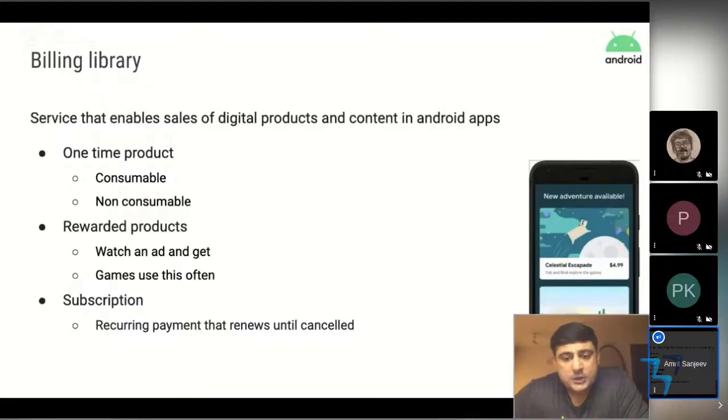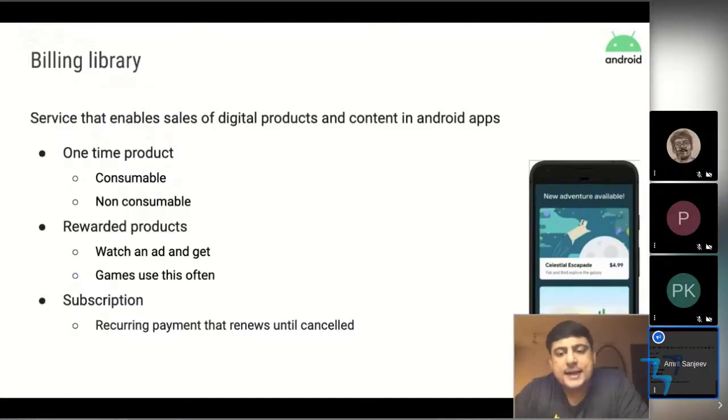Now there are also rewarded products, which is basically when you watch an ad and get some credits, which could be consumable or non-consumable. It's considered to be an in-app product. Games use this quite often to re-engage the user. They say, okay, watch an ad and you get X amount of coins, or watch an ad and I give you this premium feature. Basically that drives ad revenue, and the user also benefits by getting a certain amount of virtual currency. It's usually coupled with a consumable sort of flow, where the user gets it for a certain amount of time, or for a certain amount of usage.